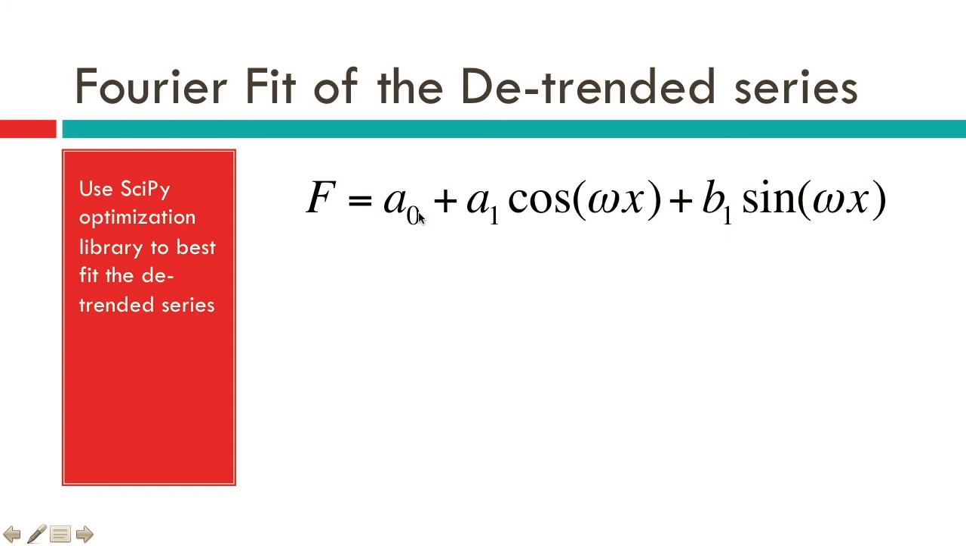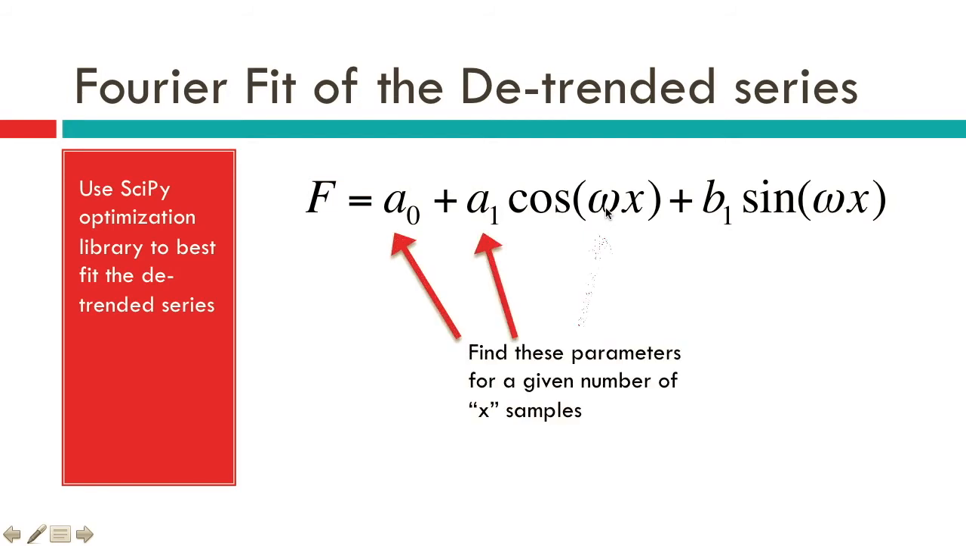So what we're trying to do is fit A1, A0, B1, and omega so that when we plug in X values here, or hours, our model F is as close to the F in reality as possible. So that's what we're doing with a curve fit. We're trying to make these parameters such that this value is as close to the detrended prices as we can get.